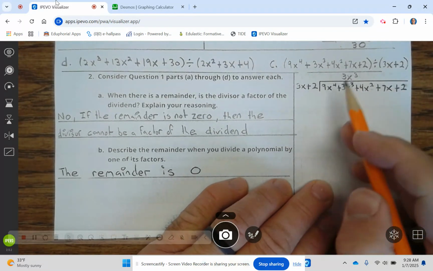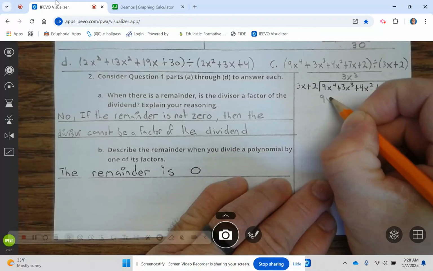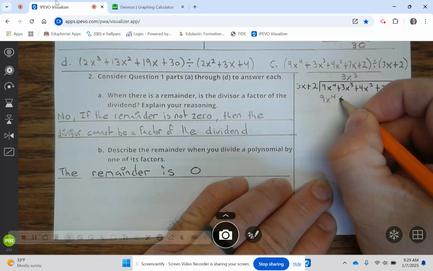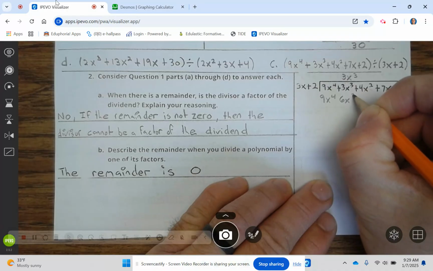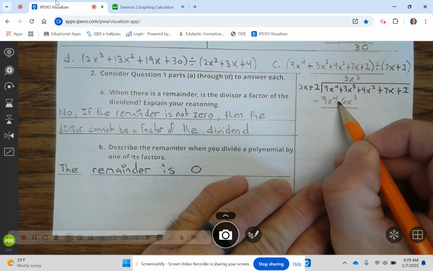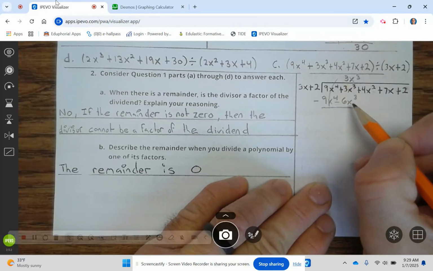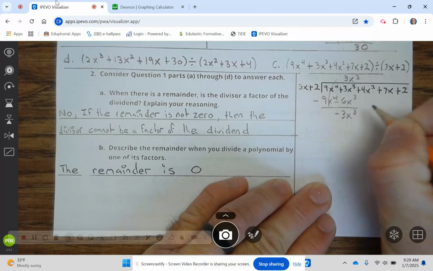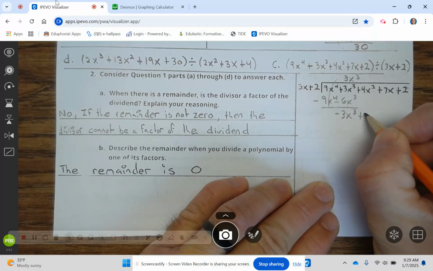And we multiply: 3x cubed times 3x is 9x to the fourth. 3x cubed times 2 is 6x cubed. We subtract. This cancels. 3x cubed minus 6x cubed is negative 3x cubed. Going to bring down the plus 4x squared.